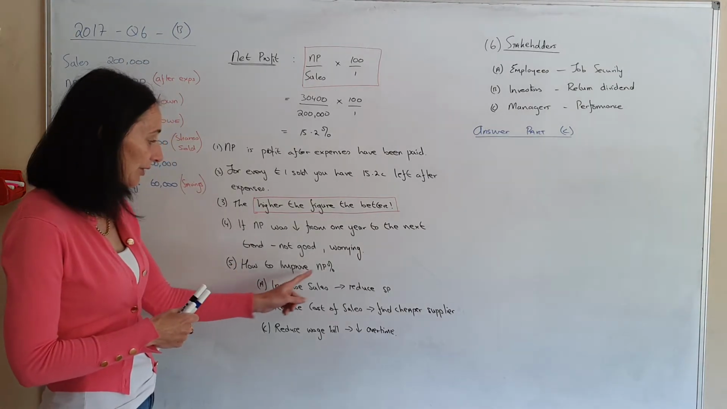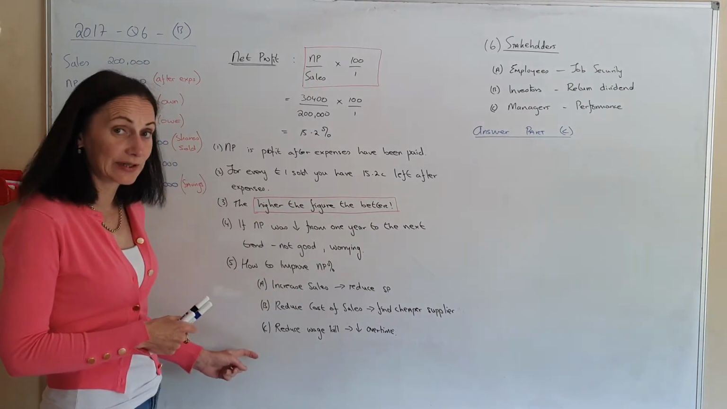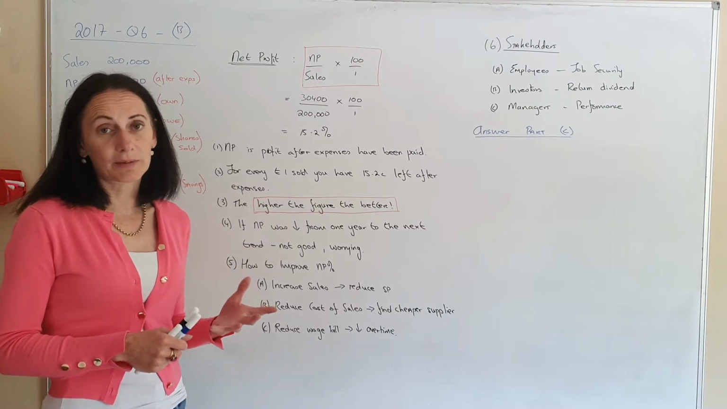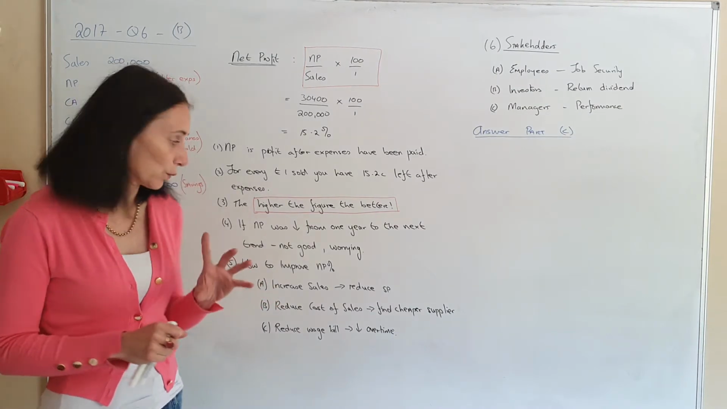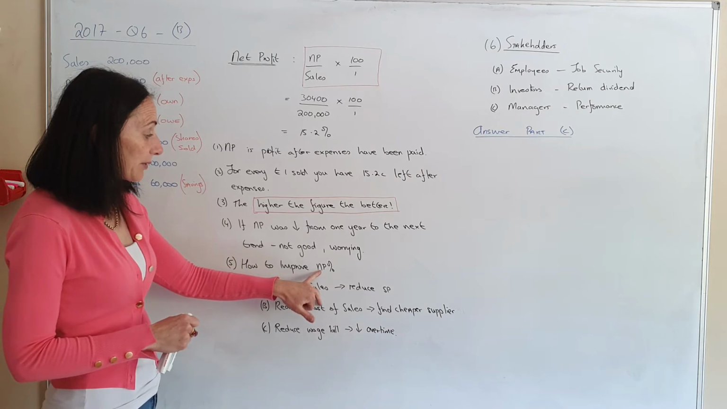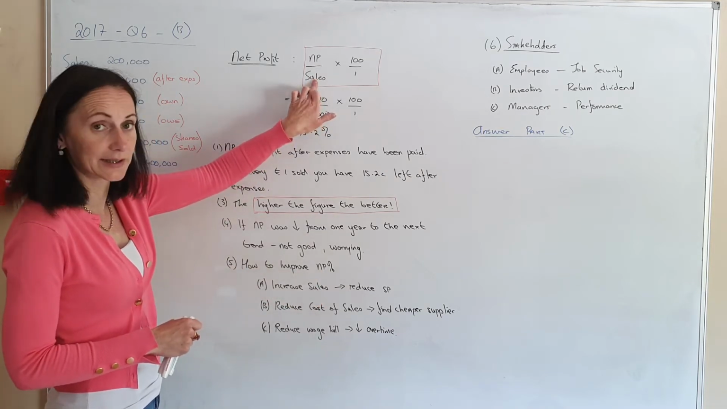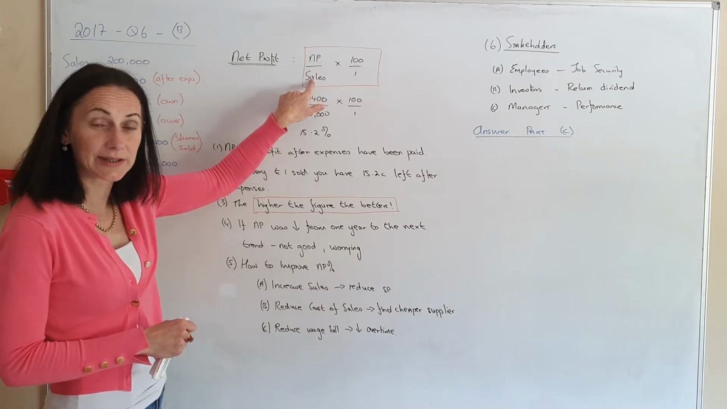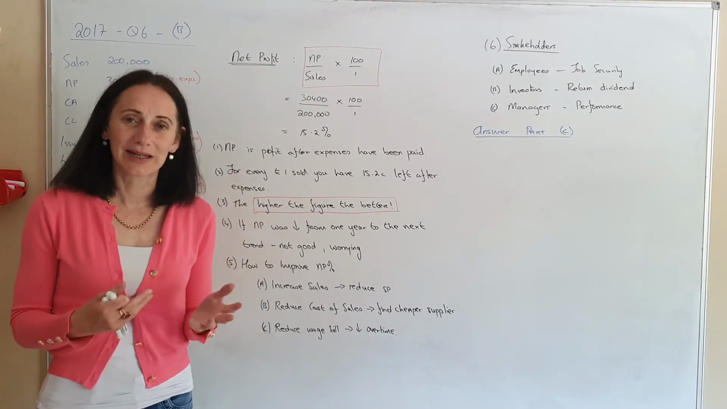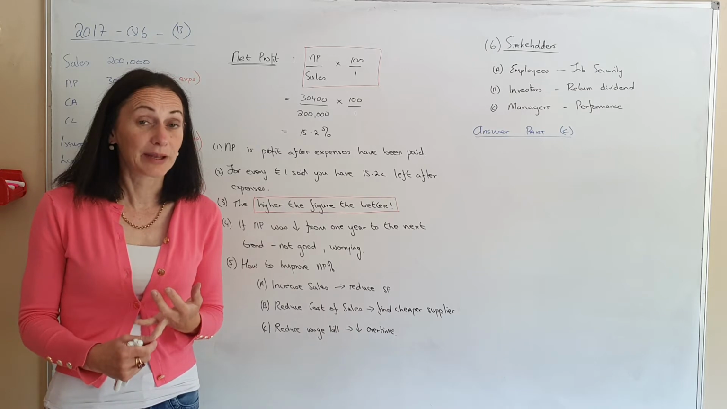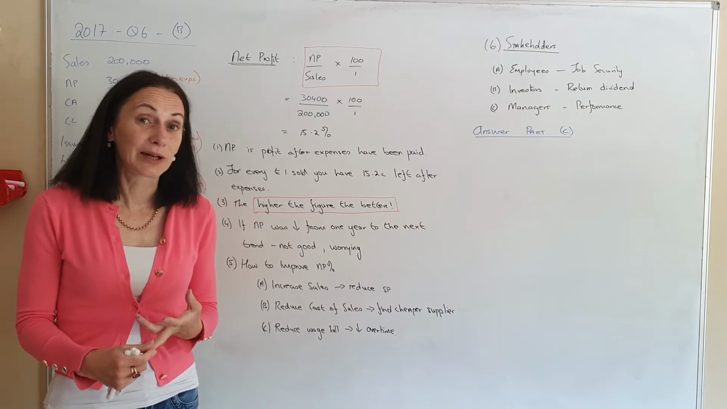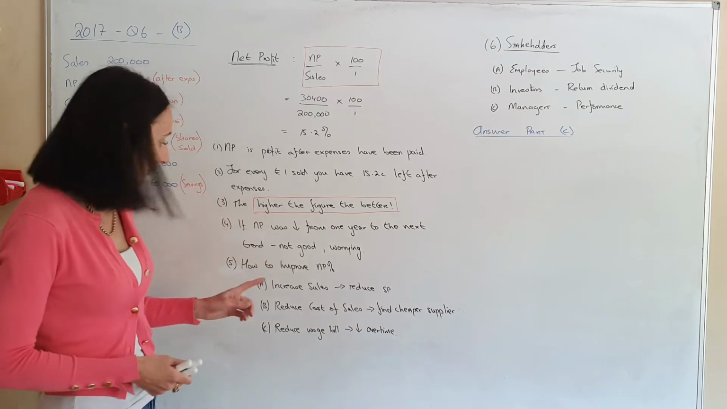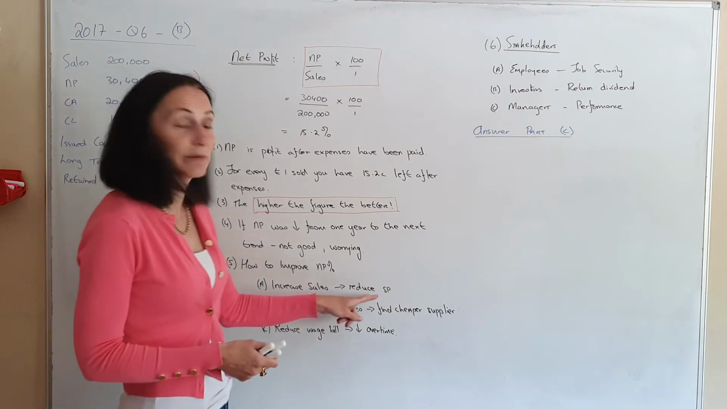Now, how to improve your net profit? You can use any one of these 3. You don't need to talk about the 3 of them. Okay, just mention one. You know your net profit, go back up here, is based on sales. So one way of improving your net profit would be to increase your sales. How does any business increase their sales? Take out an advertising campaign, decrease your selling price, do some sort of promotion. So I'm saying increase your sales. How? Reduce your selling price.